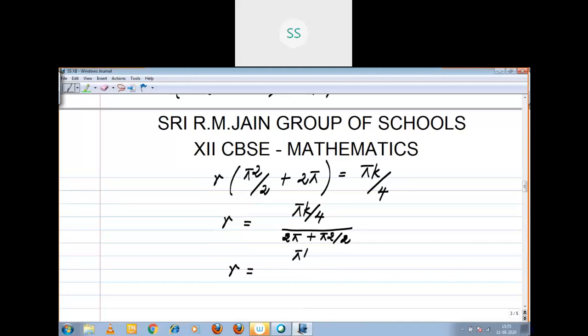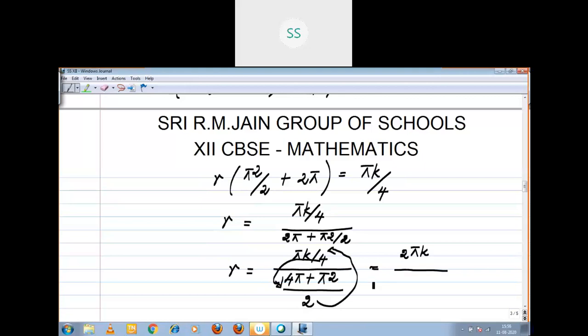Pi k by 4 divided by 4 pi plus pi square divided by 2. The 2 will go to the numerator. The 4 will come to the denominator. Right. Now 2 pi k divided by 4 is there, right?